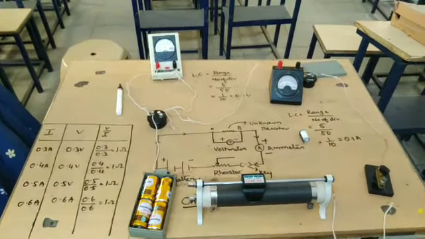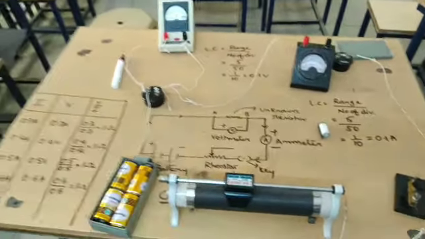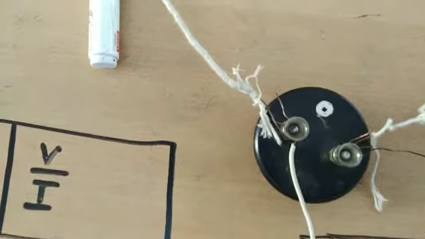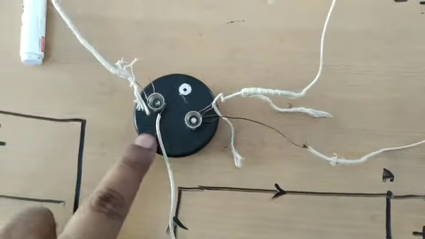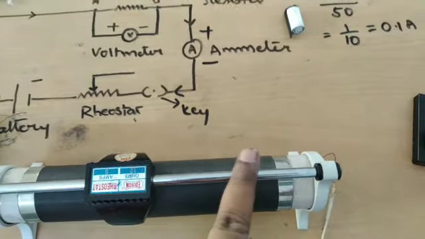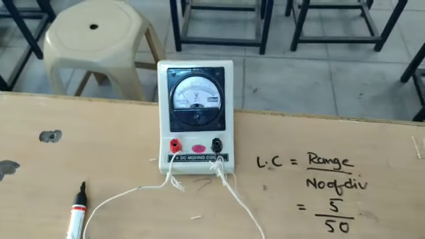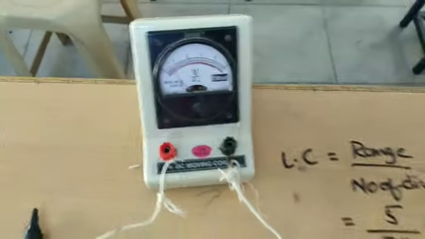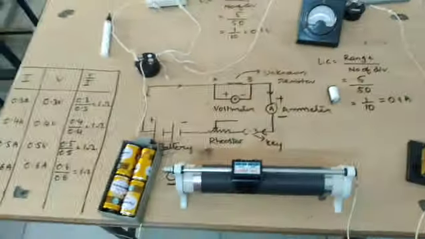So, in this particular experimental setup, we have used a battery of 2 cells and an unknown resistor. So, we have found out the value of this particular resistor. We have connected it to the ammeter, followed by a switch key and followed by a rheostat. So, using this rheostat, we are able to increase or decrease the current in the ammeter, and we are able to change the voltage in the voltmeter. So, this is how Ohm's law is done experimentally.